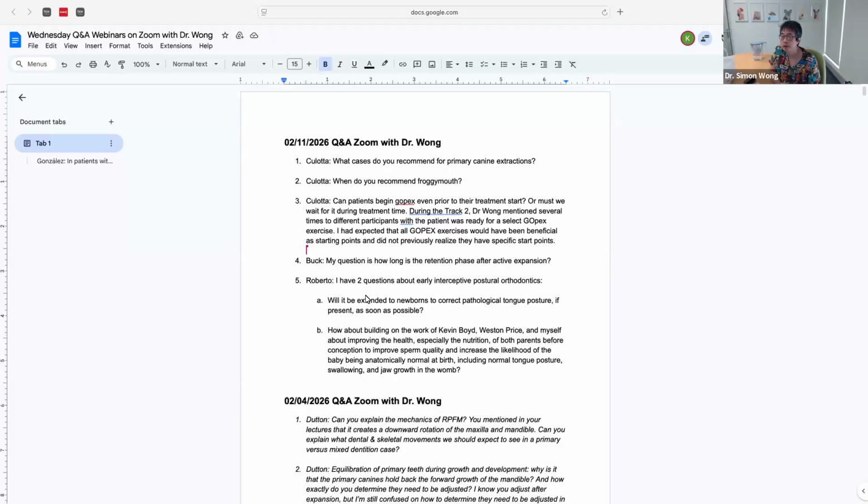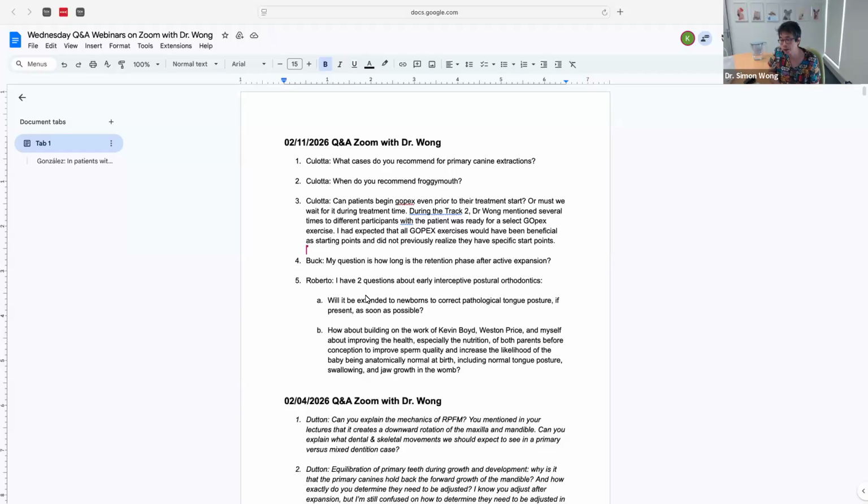First one. So, what cases do you recommend for primary canine extractions? So, traditionally, primary canines are extracted when there's anterior crowding and there's not enough room for the lateral incisors to erupt cleanly.